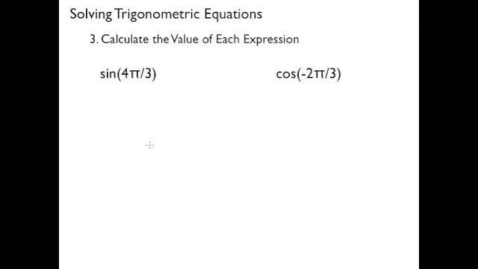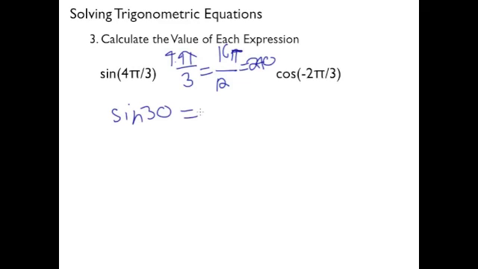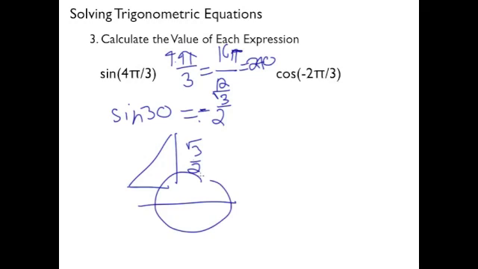Number 3, calculate the value of each expression. Pi over 12, which equals 60. To find it in the third quadrant would be 30. So sine of 30 is equal to negative square root 3 over 2, which we should memorize now from the 30, 60, 90 degrees angle, because the opposite of 30 would be 60, which is square root 3 over 2. And like I said, negative, because in the unit circle, it's in this quadrant below the x-axis, and everything below the x-axis in terms of sine is negative.